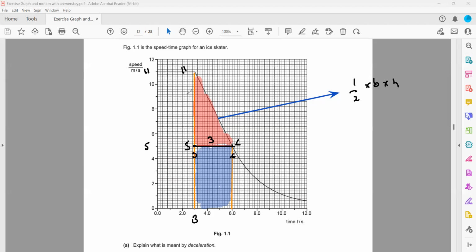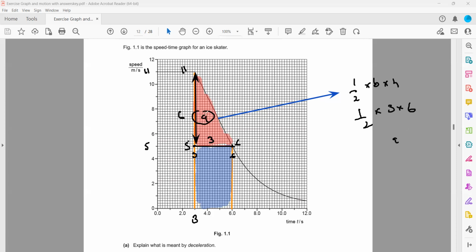Because it's not starting from 0, it's starting from 5 and ending at... So the height is equal to 6. So we'll use the formula half base, which is equal to 3, and height is 6. So 3 multiplied by 6 makes 18, and divided by 2. So what will we get? We will get 9. So the area of this part is equal to 9.